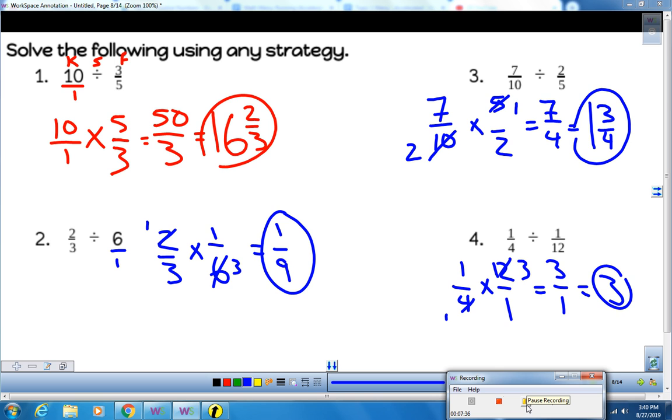You'll notice on some of these that I have cross-canceled, where appropriate. But on all of them, I used the exact same strategy. Keep the first number, switch the symbol, flip the second number upside down.